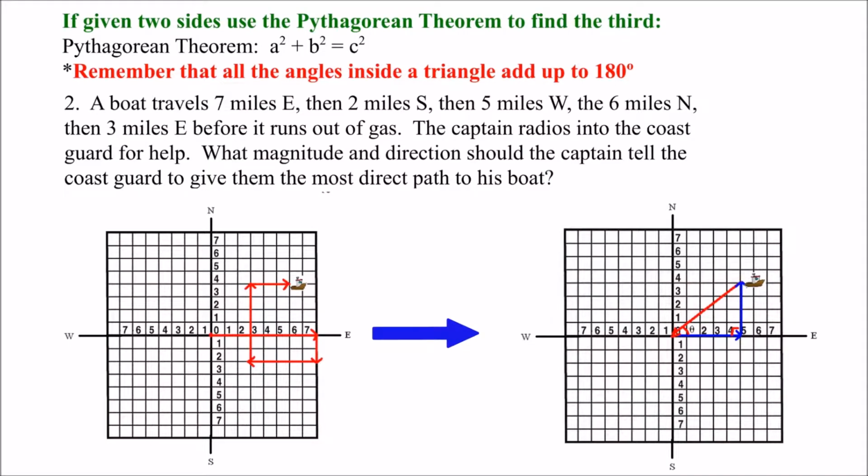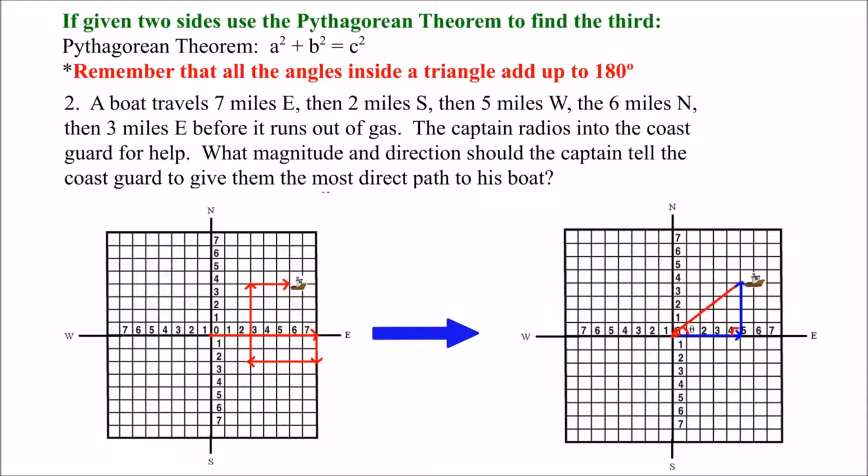So how does all of this lead back to adding up perpendicular vectors? Well, let's see here. Let's say that I have this ship right here, and that ship is going to travel 7 miles to the east, and then 2 miles south, then 5 miles to the west, then 6 miles north, and then finally 3 miles east before the ship runs out of gas and has to stop.